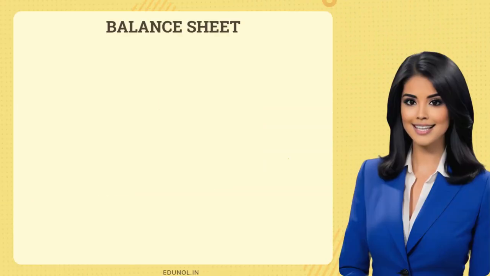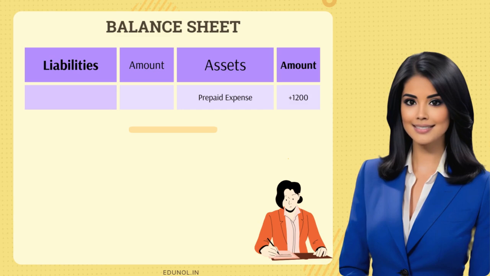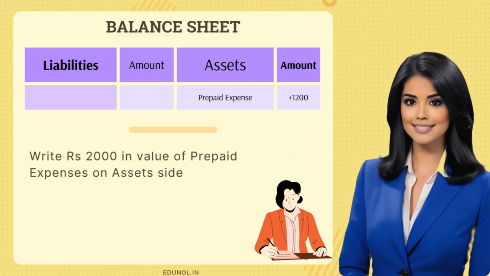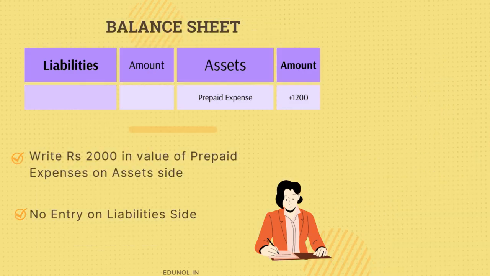Next we will discuss how this will be shown in balance sheet. In the balance sheet the value of assets will be increased. In our example on the assets side we will write prepaid expenses 1,200 rupees. Remember, in examination question replace the word expense by the type of expense like rent, salary, etc. as given in the question.